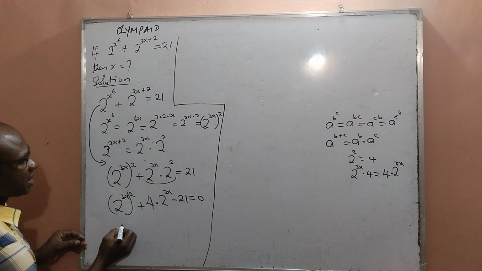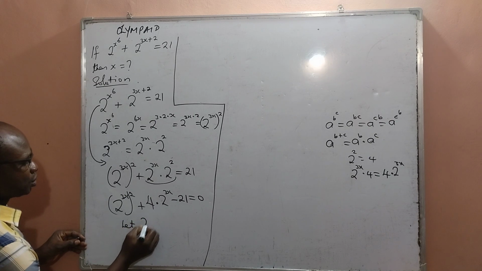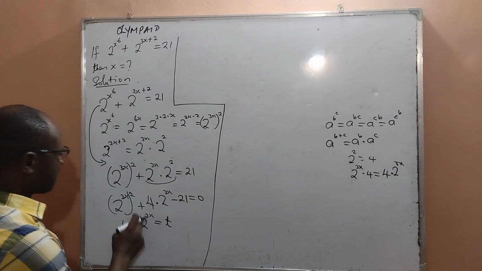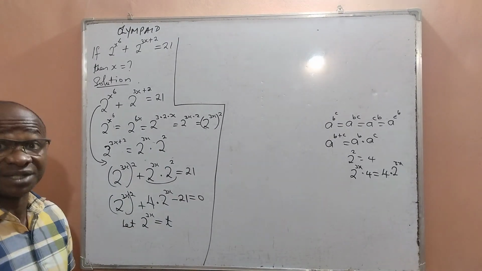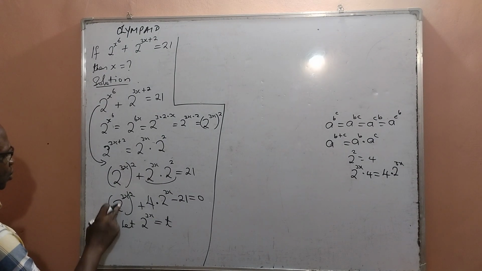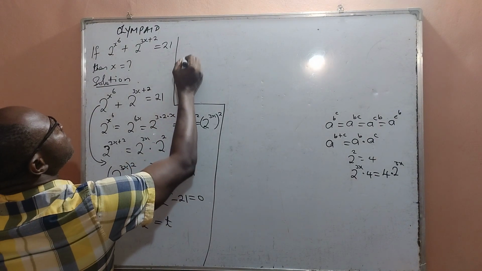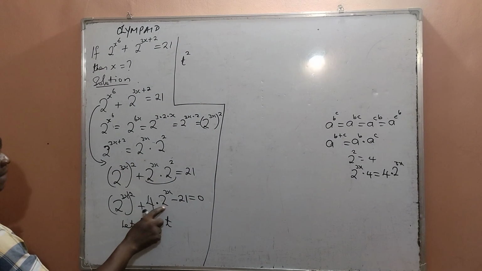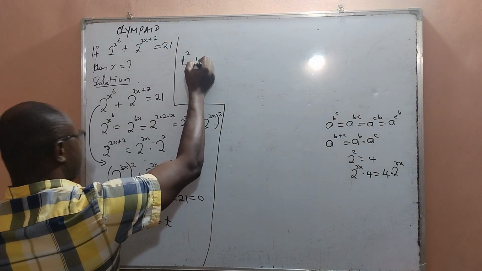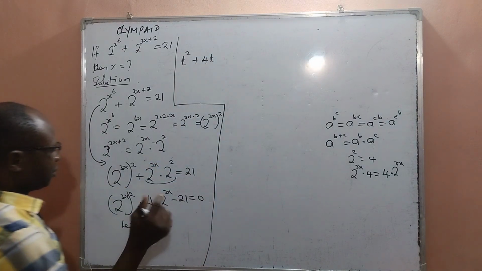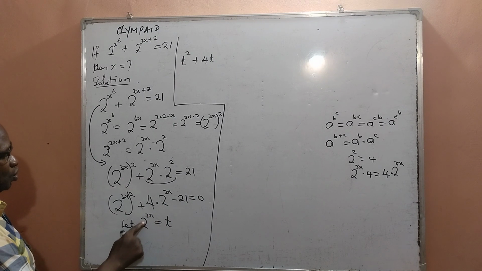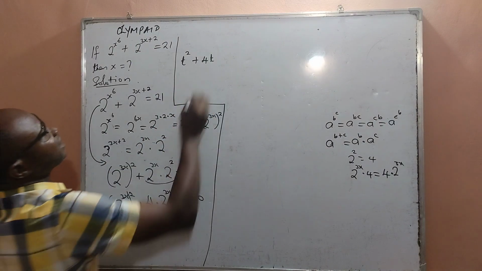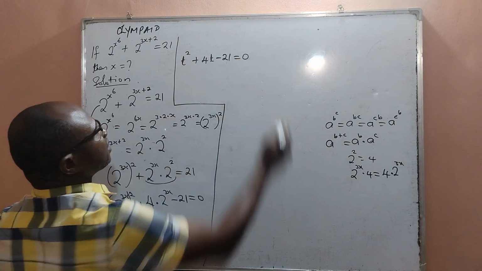Let 2 to the power of 3x be equal to t. That means anywhere I see 2 to the power of 3x, I will represent it with the letter t. So here in the bracket I have 2 to the power of 3x, I will now write it as t, then raised to the power 2. Then in this place I have 4 multiplied by 2 to the power of 3x, which is now plus 4t, since t is equal to 2 to the power of 3x, then multiplying 4. And that is what I have here. Next is minus 21, and it is equal to 0.